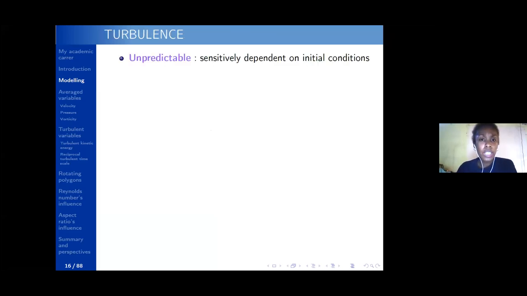Why is turbulence a difficulty? Because of its characteristics, and we are going to see the characteristics of turbulence. First, it is unpredictable in the sense that it is sensitively dependent on initial conditions, which makes it very chaotic and hard to predict.